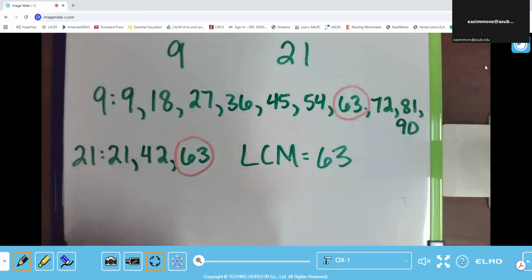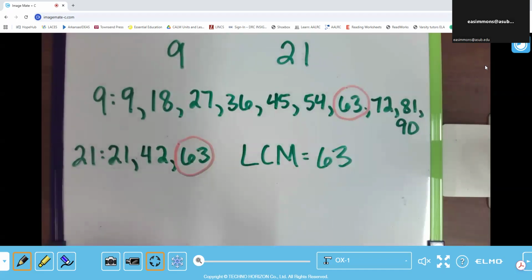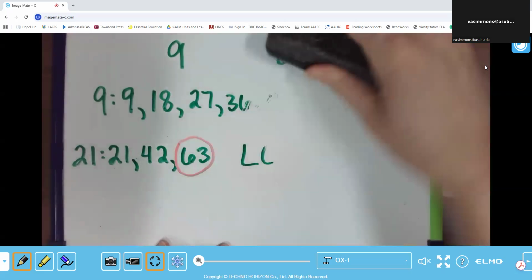This can be really useful when we're working with fractions and we're trying to add or subtract two fractions that have different denominators. If we need to find a like denominator, we can use this to find a denominator that we can use as our like denominator. And we'll get into fractions starting next week.